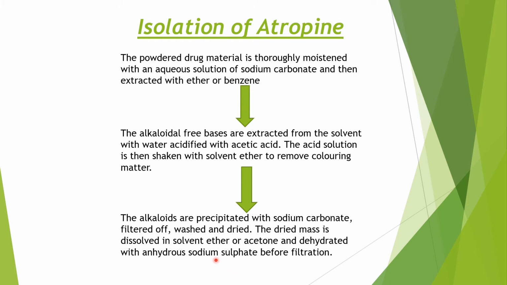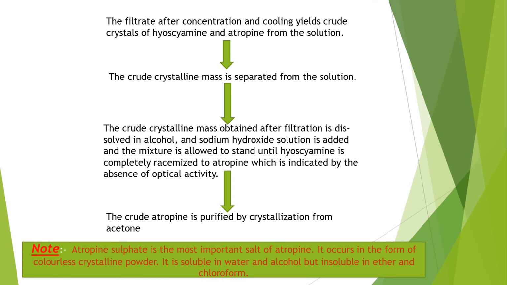The dried mass is dissolved in solvent ether or acetone and dehydrated with anhydrous sodium sulfate before filtration. The filtrate after concentration and cooling yields crude crystals of hyoscyamine and atropine from the solution. The crude crystalline mass is separated from the solution.